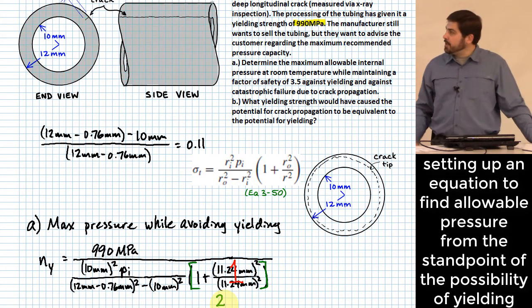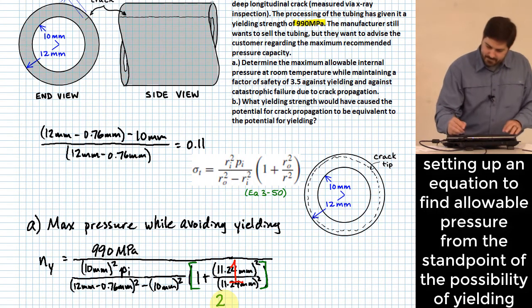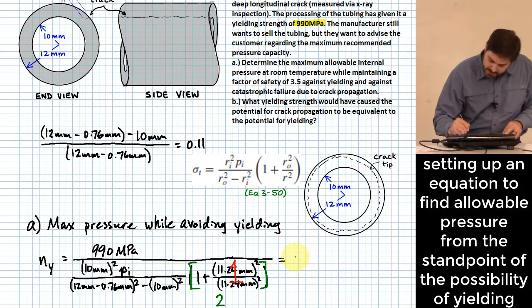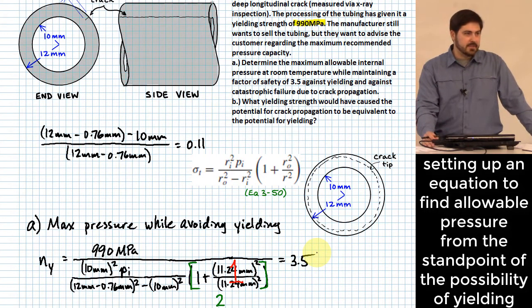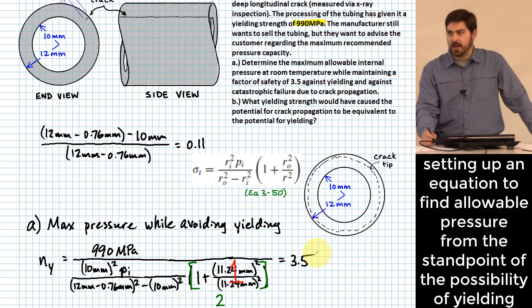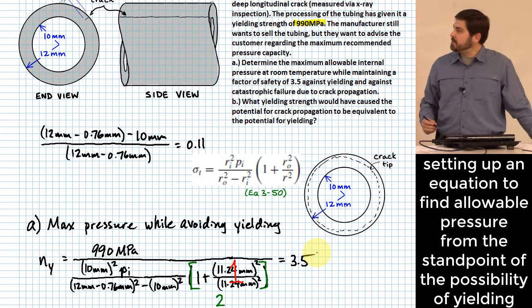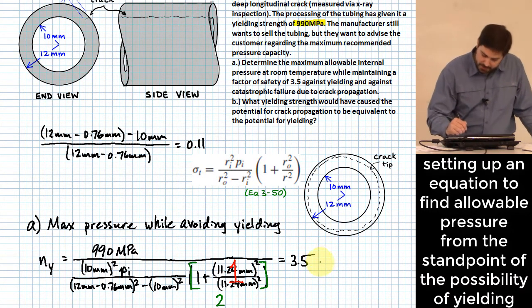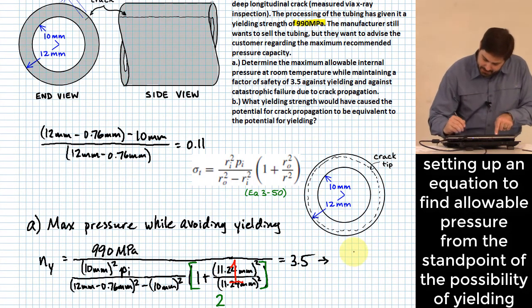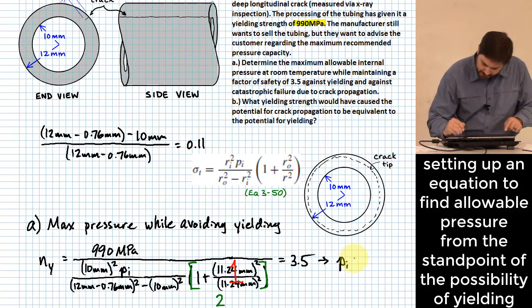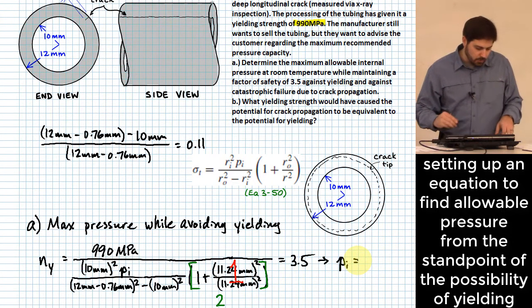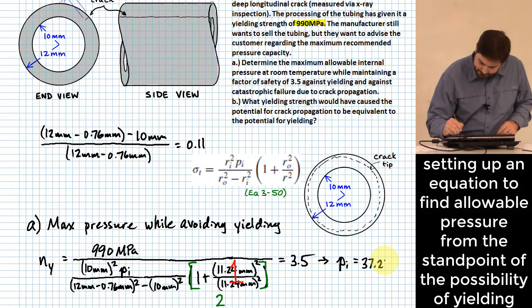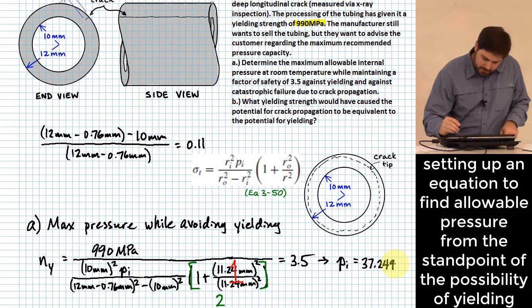Okay, what do I do with all this? Okay, I actually know what factor of safety I'm shooting for, right? So I plug that in for my factor of safety, and I solve for P, okay? Which I won't spend the time doing, like, punching it into the calculator and everything. But if you do, what comes out of here is P sub i is going to be equal to 37.249 MPa.